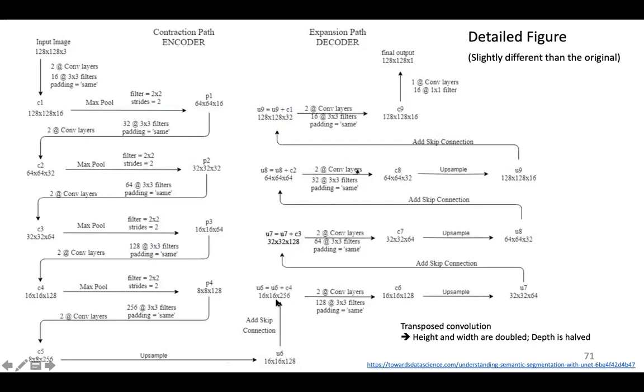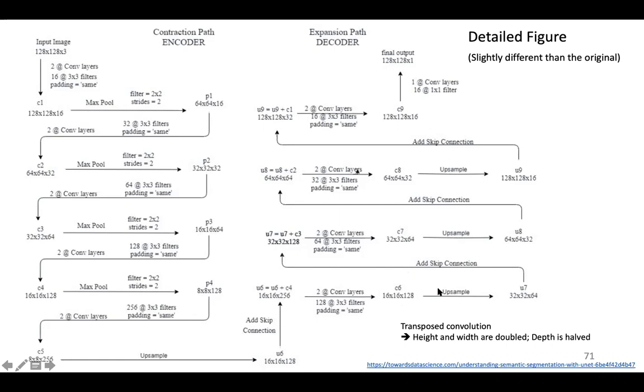Once you have this, you do a convolution. Once you have an upsampled or blown up image, you apply 128 depth and 3 by 3 filters. So 16 by 16 by 256 is changed to 16 by 16 by 128. So there's 128 depth here. And then you again do a transposed convolution, which doubles the spatial resolution and halves the depth.